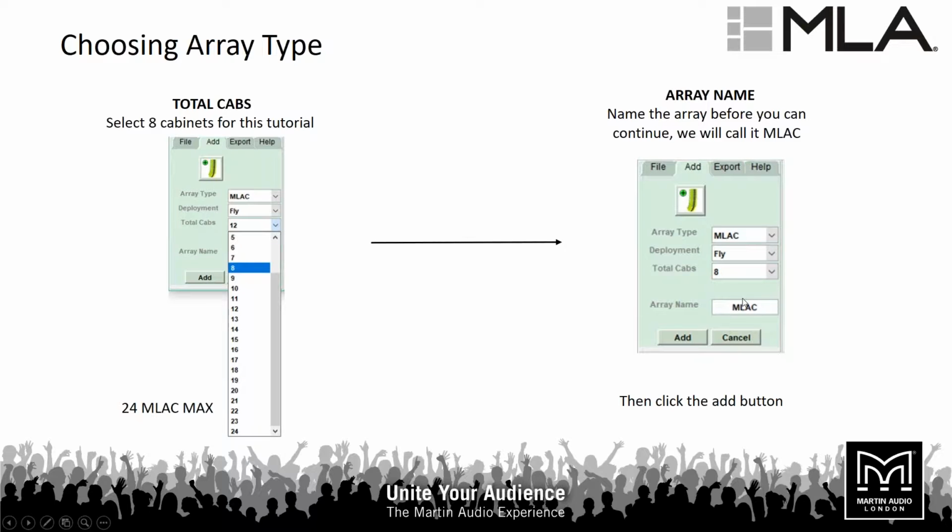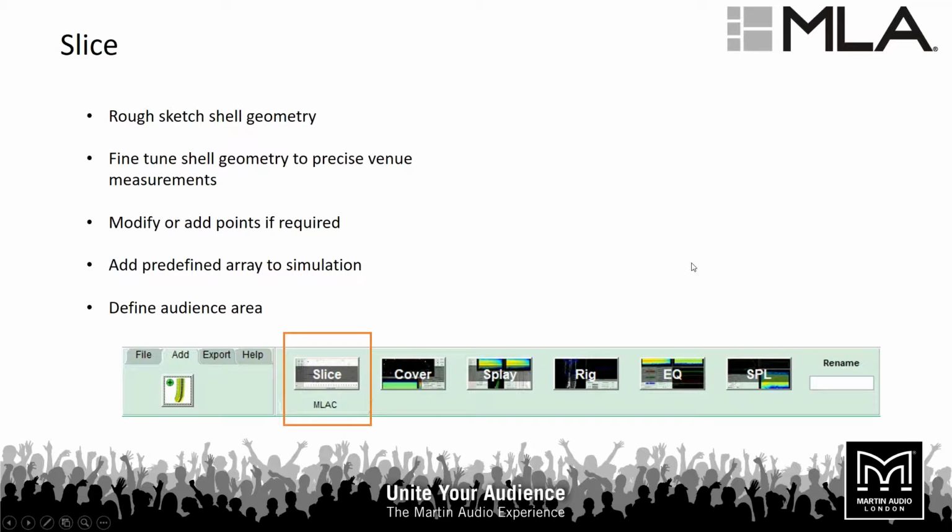But it's a good idea to name your array just in case you've got, I don't know, various delay towers and outfills and stuff going. It's quite easy to lose track of where you are in terms of your two-dimensional slice. So it's always good to name your array something you're going to remember later on.